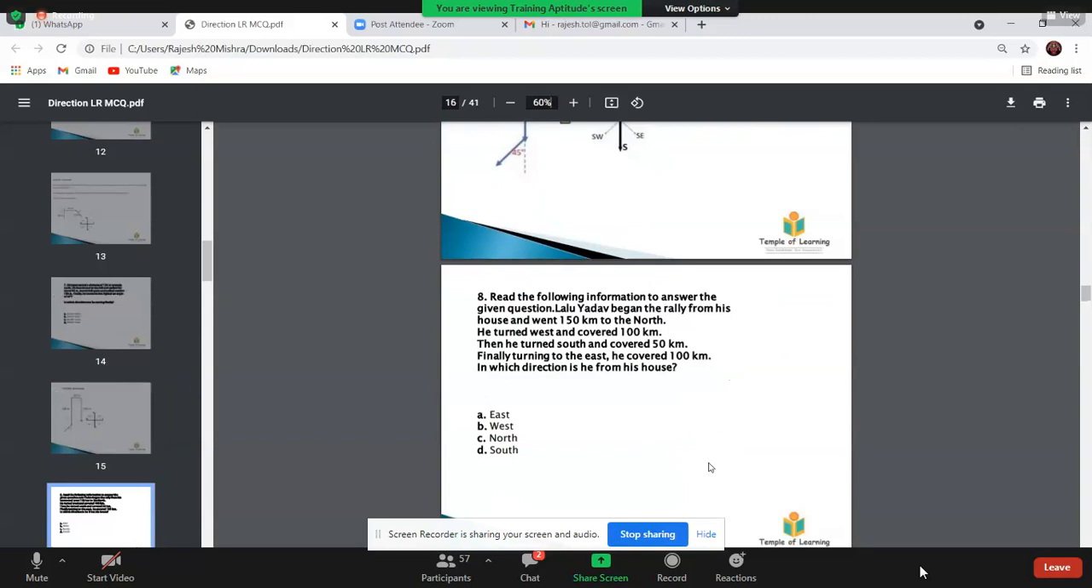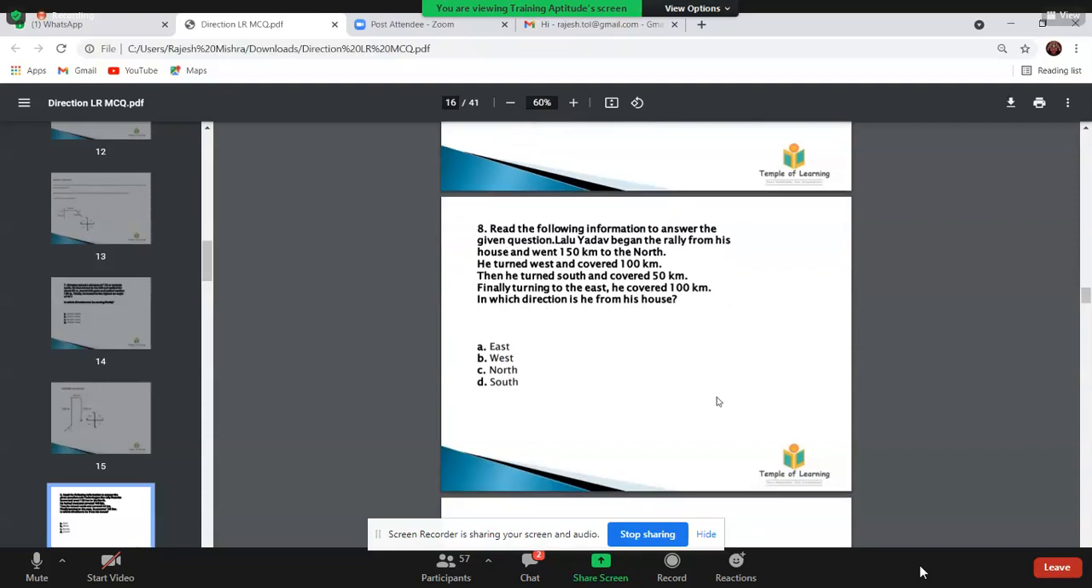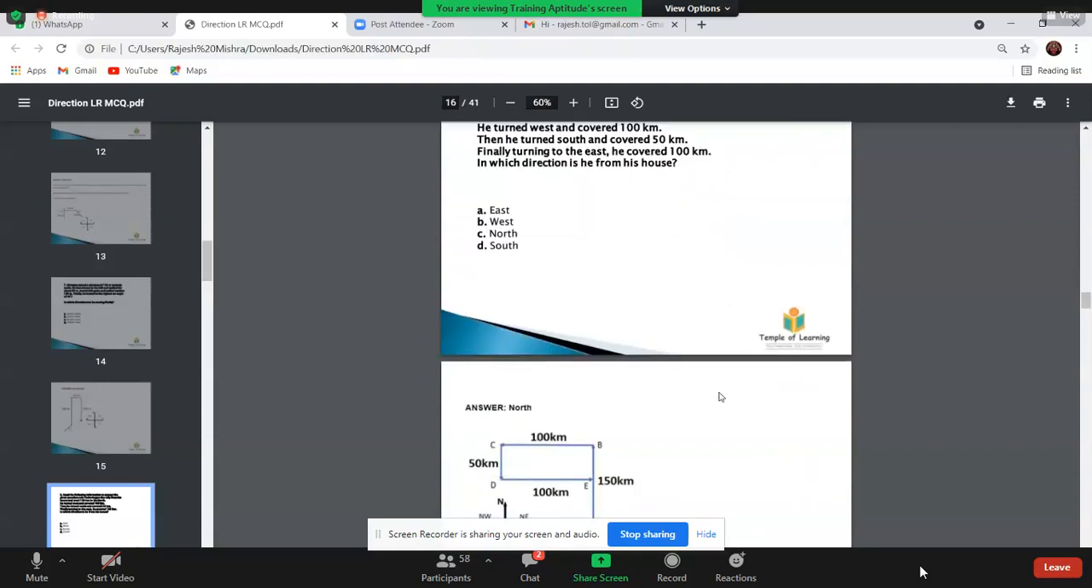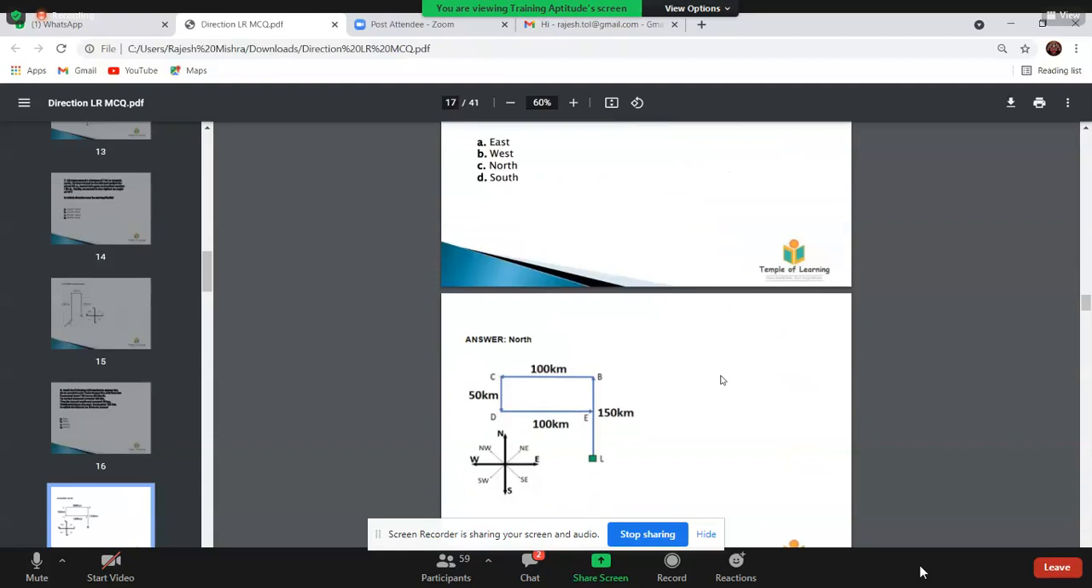Lalu Yadav began the rally. Okay. From his house, he went 150 north, then covered 100 kilometers west, then south 50, finally east 100. In which direction is he from his house? Yes, please. Is north correct? So what is this point E from L?